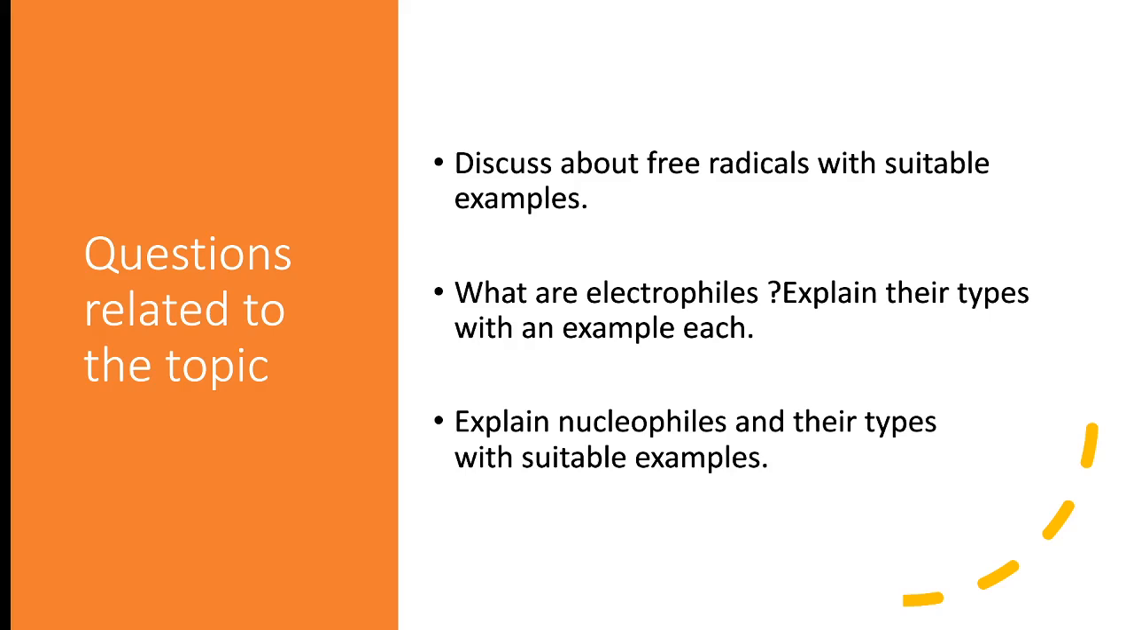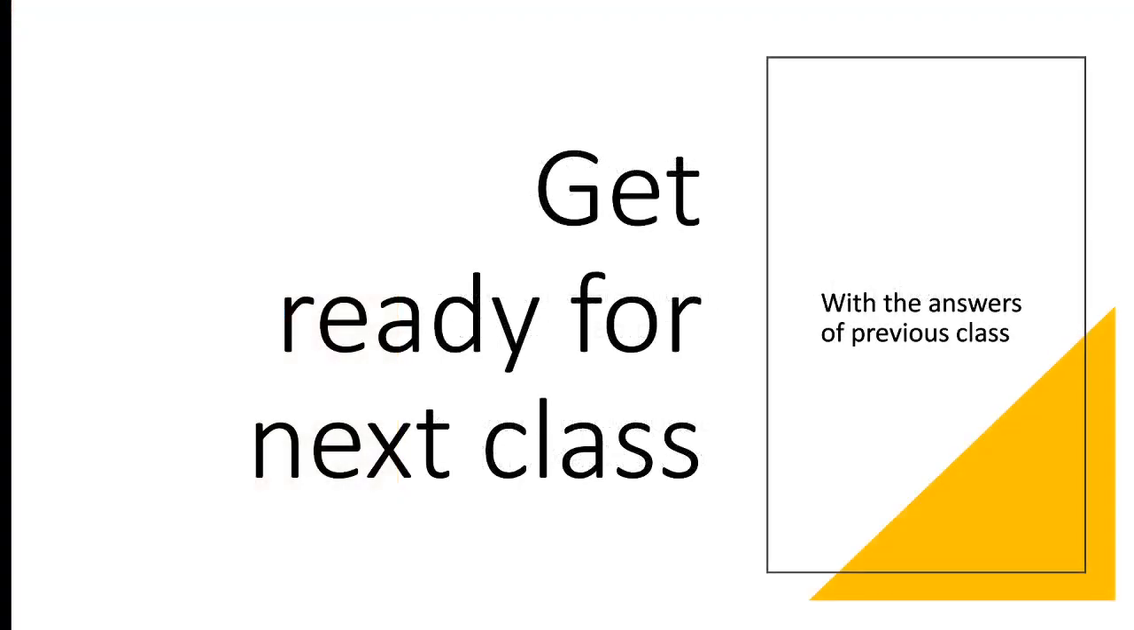and let us continue in the next class. So get ready for the next class with the answers of the previous class. In the previous class, we asked 2-3 questions: how many types of covalent bonds are there, and the examples for each type. Discuss about each type of the covalent bond.